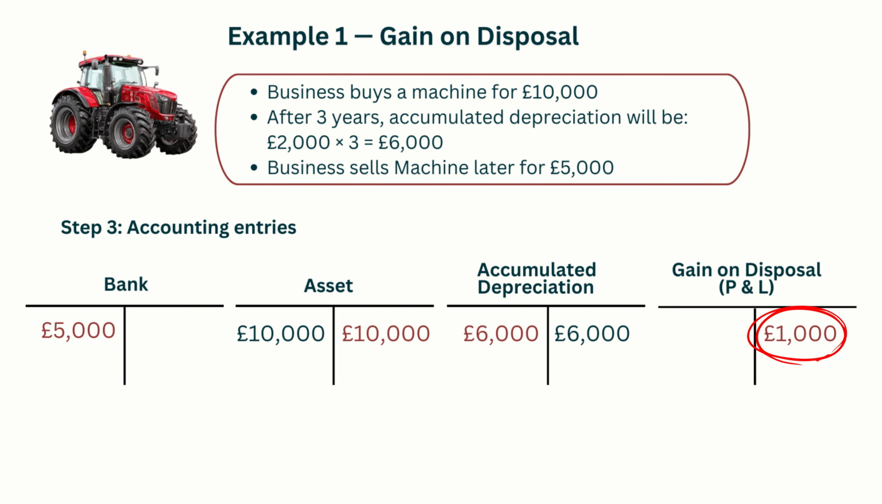Finally, we record the gain on disposal. We calculated earlier that the sale proceeds of £5,000 are higher than the net book value of £4,000, giving a gain of £1,000. This gain increases profit, so it is credited to the profit and loss account. So at this point, the asset is removed, the accumulated depreciation is removed, cash is received, and the gain is recognised in profit or loss.